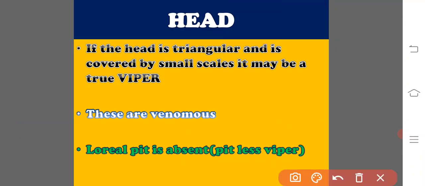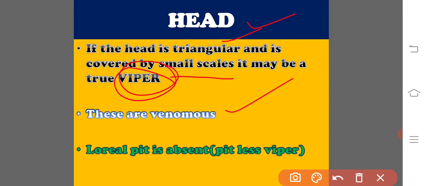If the tail is cylindrical and the ventrals extend across the belly, then in order to confirm whether they are venomous or non-venomous, we will observe the head region. If the head is triangular and covered by small scales, it may be considered a true viper. All these vipers are venomous in nature, and in some of them the loreal pit is absent, so they are termed pitless vipers.